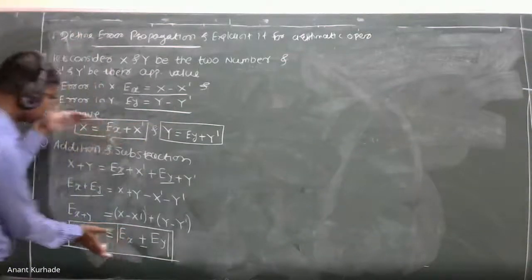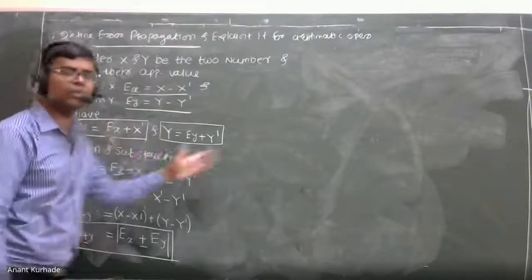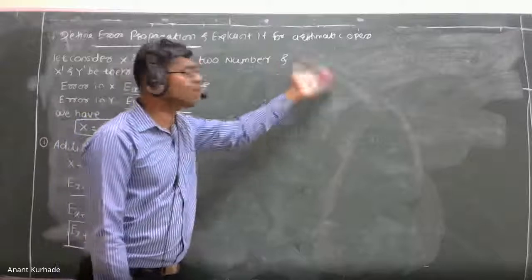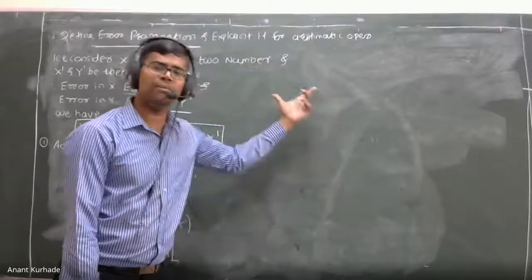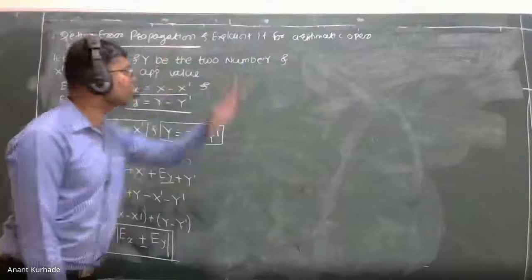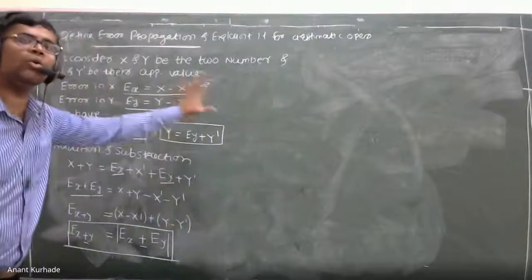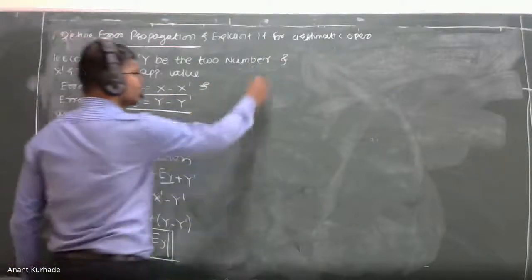So rather than explaining error propagation for addition and subtraction, better to go for explaining error for multiplication and division, any one of them. A specific question could be: explain error propagation in addition, subtraction, multiplication and division. You have to try all 4 parts. Okay, now we move further.